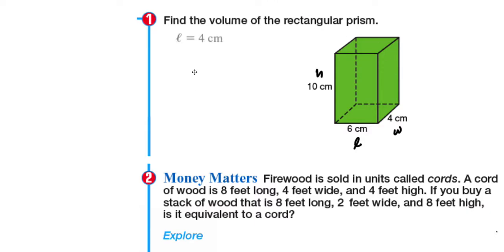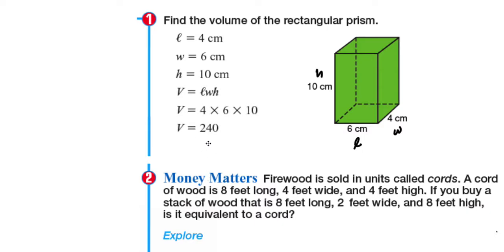First, of course, you need to find out that the length is 4 centimeters. Or you can switch it around. It doesn't really matter which is the width, length, and height. You can switch these three numbers around. So in this case, length is 4, width is 6, and height is still 10. Follow the formula length times width times height. Multiply all three. The volume of this rectangular prism is 240 cubic centimeters because the unit is in centimeters.